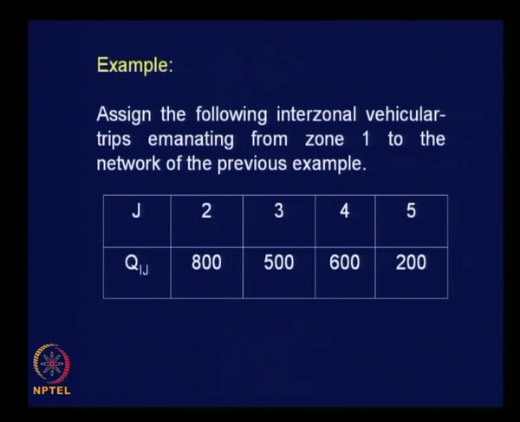Assign the following interzonal vehicular trips emanating from zone 1 to the network of the previous example. We have already built a minimum path tree. We will use the same tree and assign the traffic volume shown here from 1 to all other nodes of our interest. 1 is also a zone centroid. We are going to assign the traffic from 1 to other zones 2, 3, 4 and 5. The traffic volumes are 1 to 2 is 800, 1 to 3 500, 1 to 4 600, 1 to 5 200.